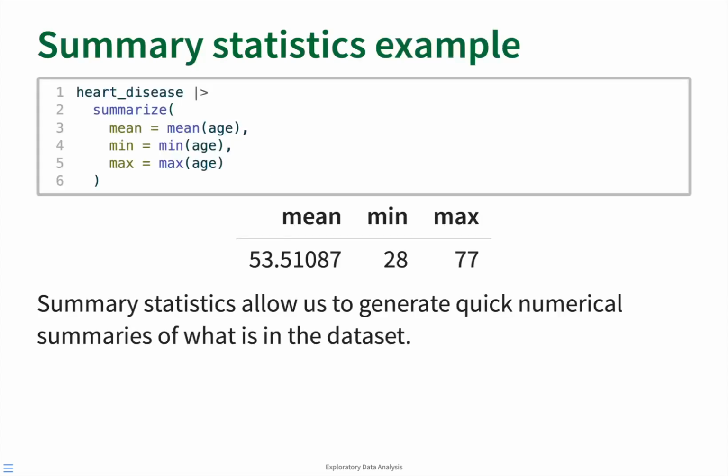So we said that one way to look at a data set is to calculate summary statistics. And here's an example of how we might do that using a function called summarize. And we can take that big data set about patients and calculate the mean age as well as the minimum and maximum ages in that data set. And so by calculating summary statistics, we can get a quick numerical summary of what's in the data set.